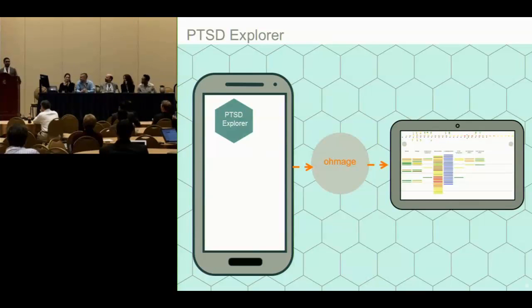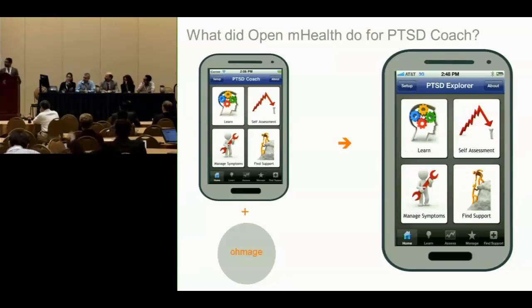called PTSD Coach, and being able to take the data that was on the phone, and Julia could explain a little bit more, and bring it up using the visualization with processing units and visualization units using the Open mHealth architecture. So I'll let Julia explain a little bit about who she is, how she was involved with Open mHealth, and kind of give the lowdown.